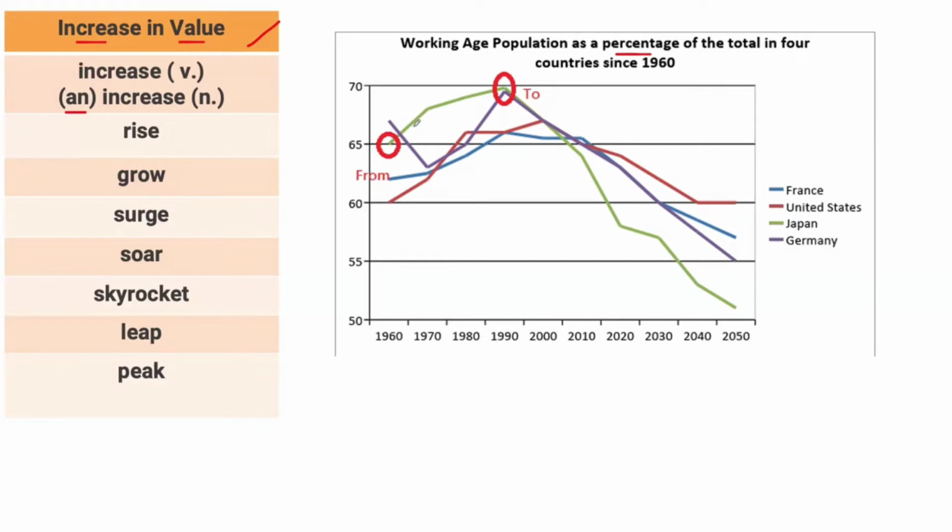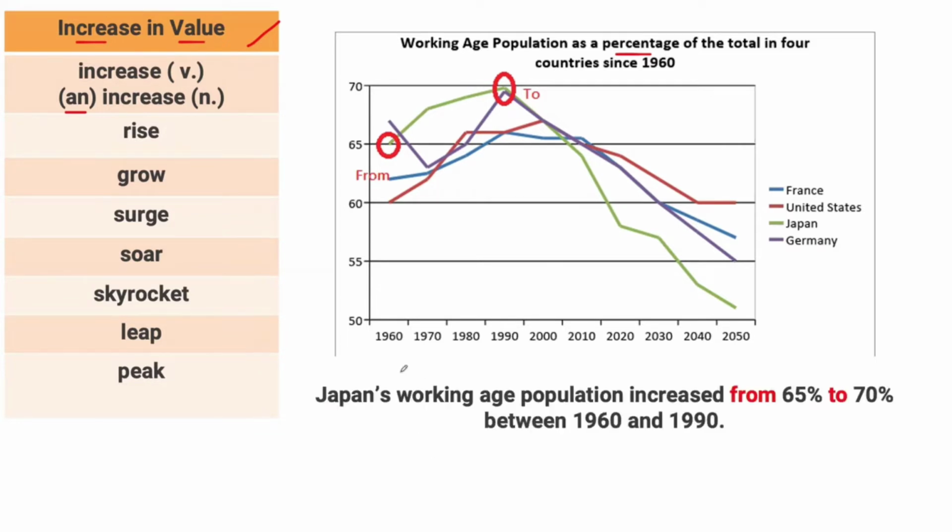Now look here, we have from and to in red. So we're going to focus on Japan in this particular example. It is the green line. So we're going to look at how we can talk about this increase from 65 to 70. So let's look here at the bottom for a couple of examples. First off, we see Japan's working age population increased from 65% to 70% between 1960 and 1990.